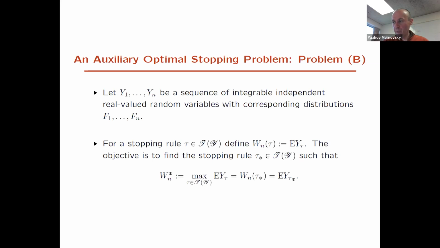Now, the auxiliary stopping problem is not complicated to formulate. Let Y1 to Yn be a sequence of independent real random variables with distributions F1 to Fn. You would like to find the stopping rule such that the expected reward on stopping is maximal. This is the auxiliary stopping problem.